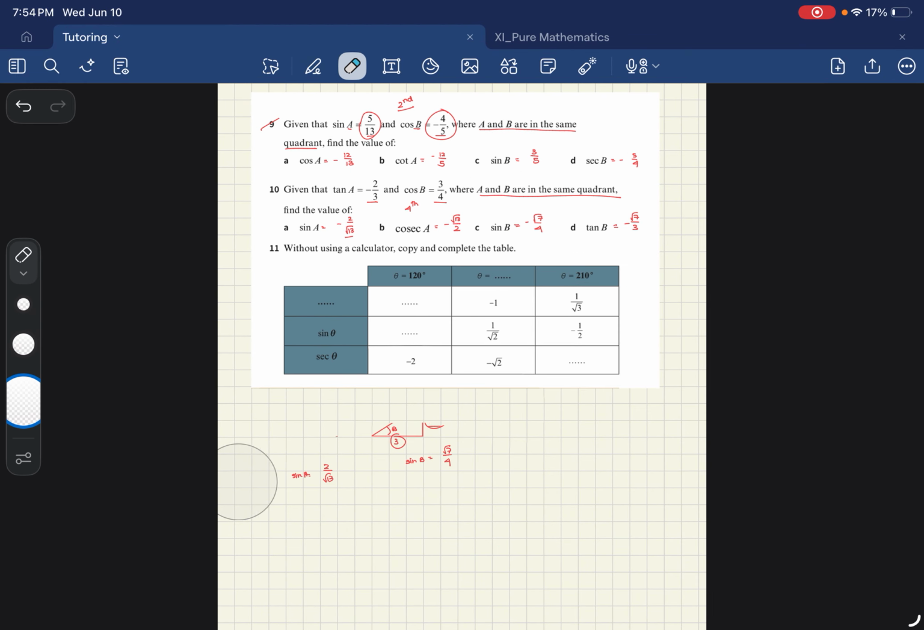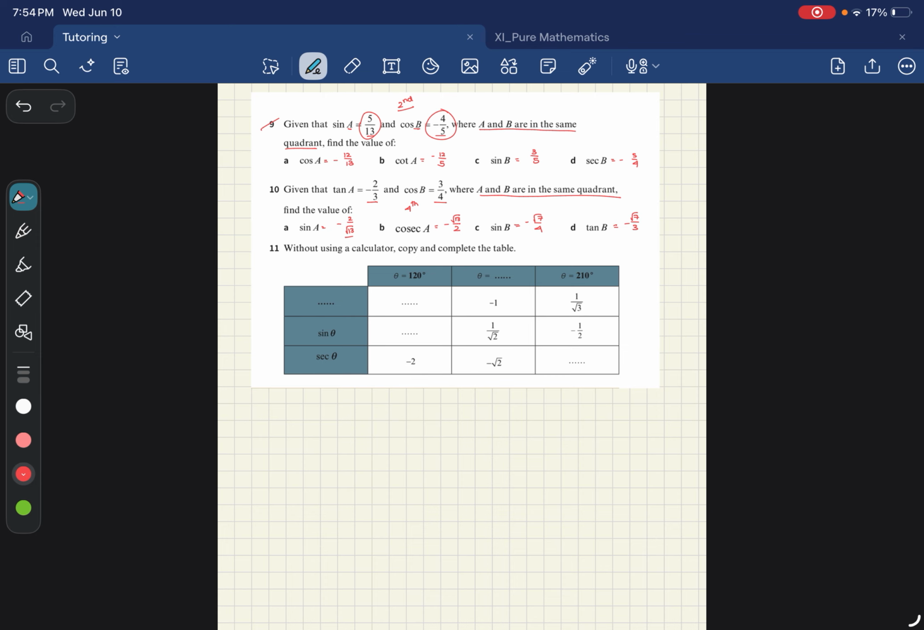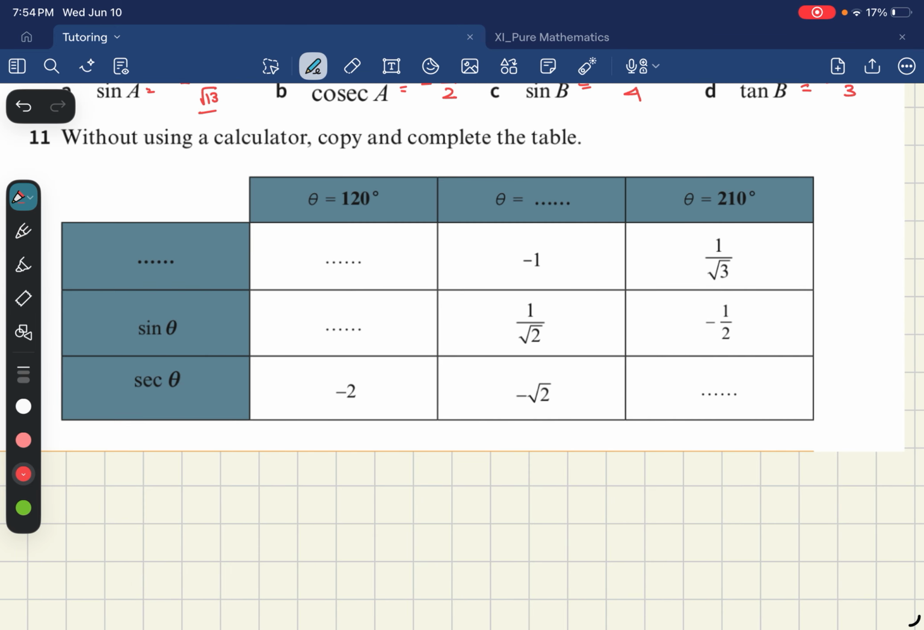So yeah, question 11. We just need to complete the table. So there is this angle, and we need to complete this table. All right, fine. So this is an angle where sine is positive, secant is negative. So this has to be in the second quadrant. So that is the information.